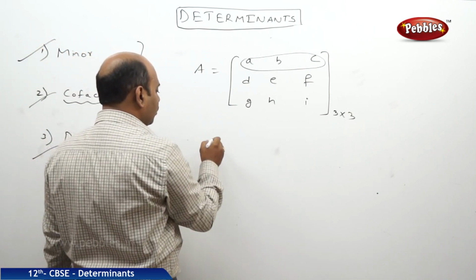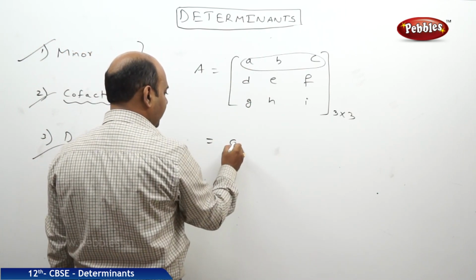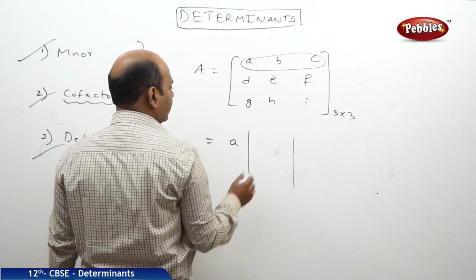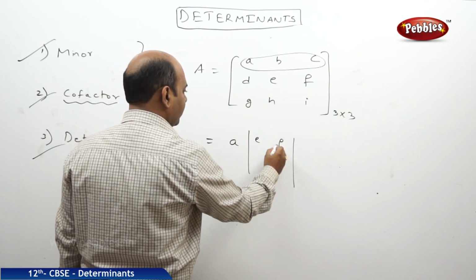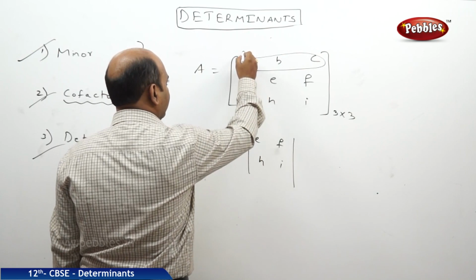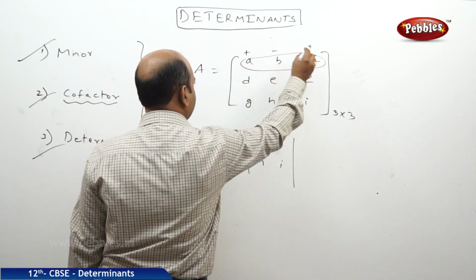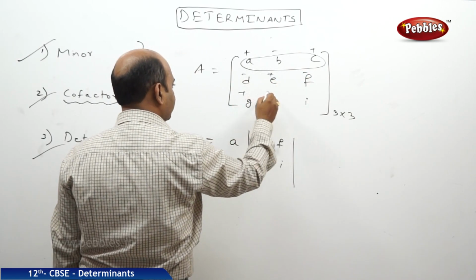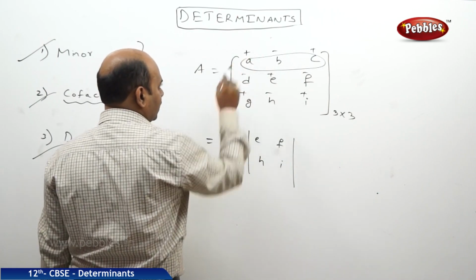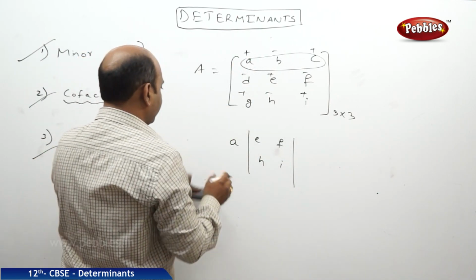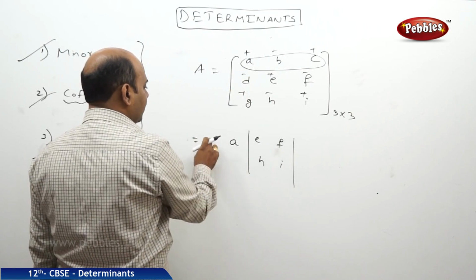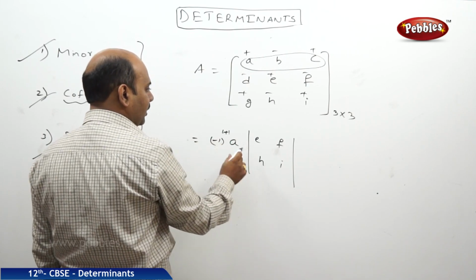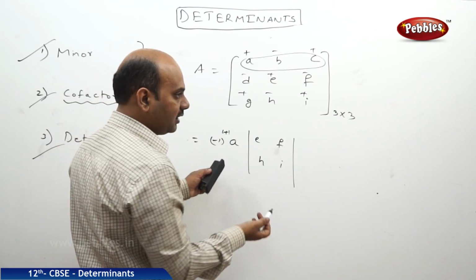How it works: you select the first element A into its minor. Into its minor means E, F, H, I. And here I will give this as plus, this as minus, this as plus, this as minus, this as plus, this as minus, this as plus, this as minus, this as plus. How did you get this plus sign? Generally, the determinant is defined as minus 1 whole power 1 plus 1, that means the cofactor of the element into its minor.